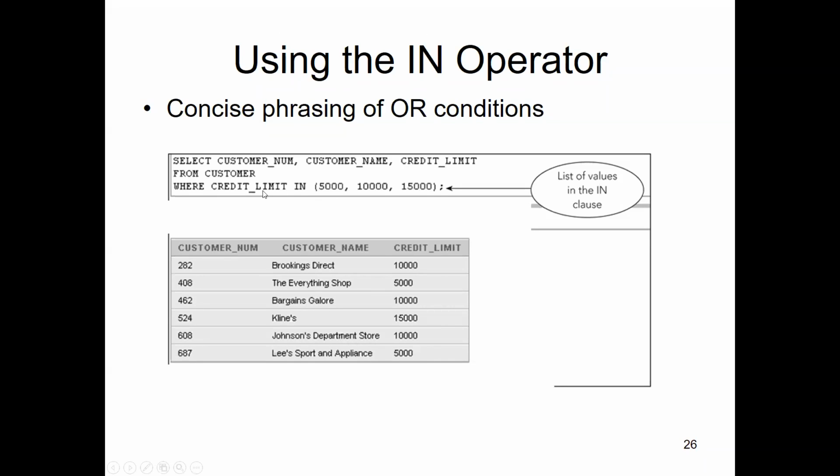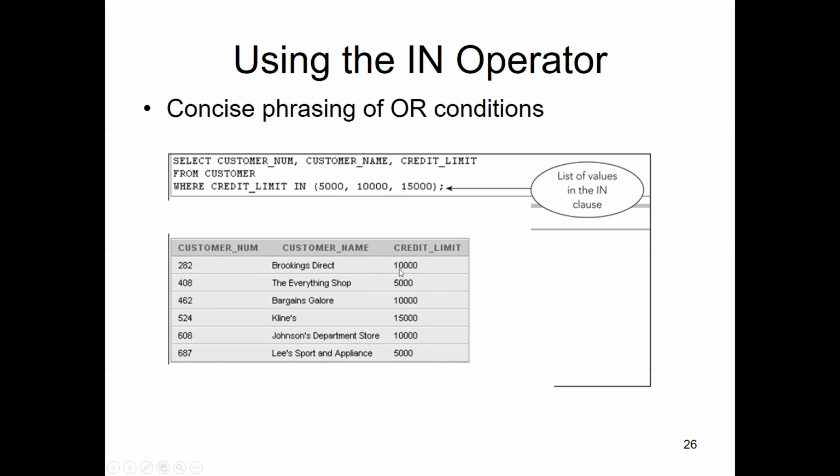We're saying, okay, so credit limit. I know that there are some customers that have a credit limit of 5,000, 10,000, and 15,000. What I want you to do is to display. So that's what the select is going to do. It's going to give the customer number, the customer name, and the credit limit from the customer table, but only if their credit limit is in this list. No other values will be displayed. But if their credit limit is one of these things in this list, then it will be displayed.